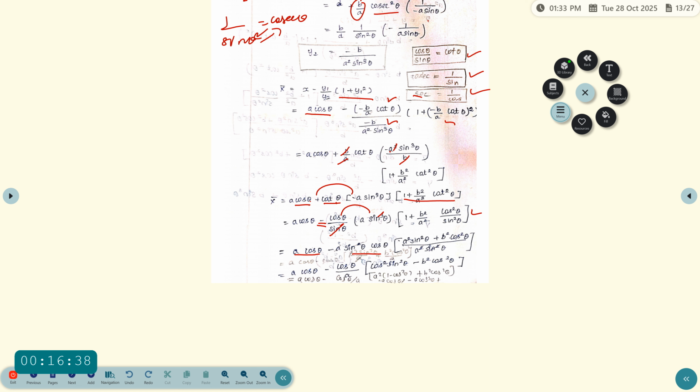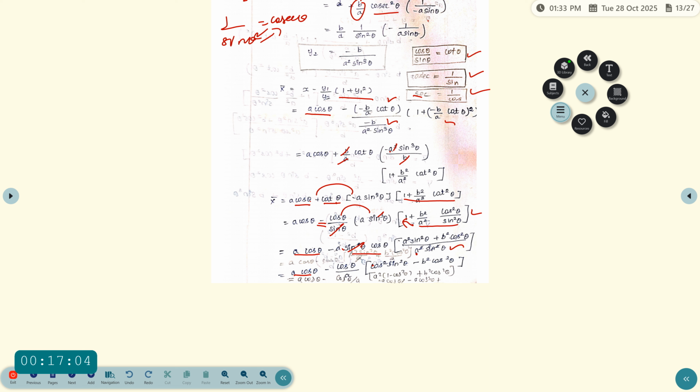Okay. Into, if you are taking this a square sin square theta as LCM, then you are getting a square sin square theta plus b square cos square theta by a square sin square theta. And then a cos theta minus, here what are the remaining terms we have? Cos theta by a, here one a is there. Sin square theta will be cancelled. Then cos theta by a, cos square sin square theta.